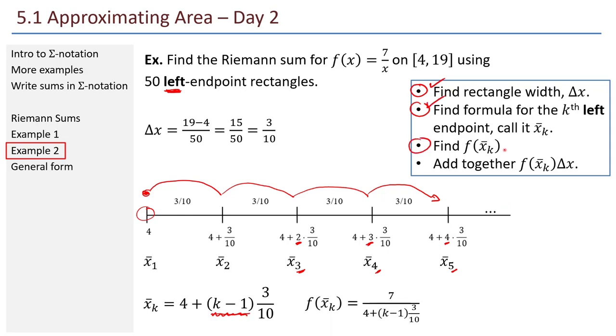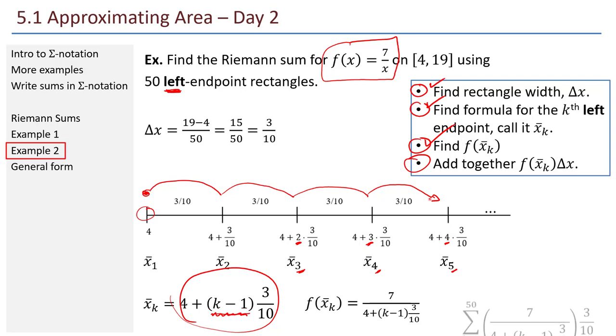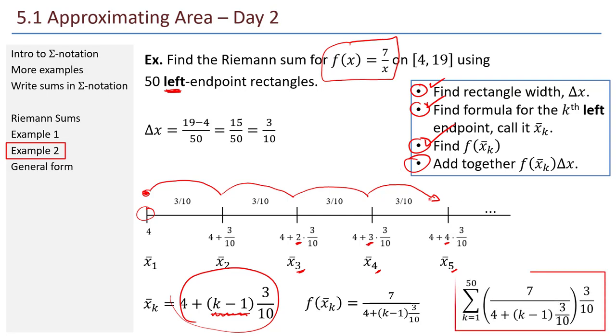Third step, find f of that thing. So f of x bar sub k, let's take that whole expression and plug it in for x in my function. So there's my rectangle height. There's the height of the kth rectangle. Check. And as a last step, let's add them all together, and that's where we get our Riemann sum. K goes from 1 to 50, because I have 50 rectangles. This number on top is always the number of rectangles. The height, which is my f of x bar sub k, times the width.